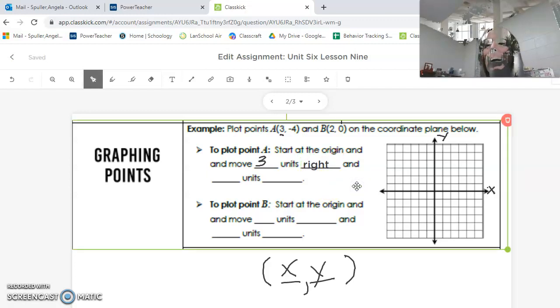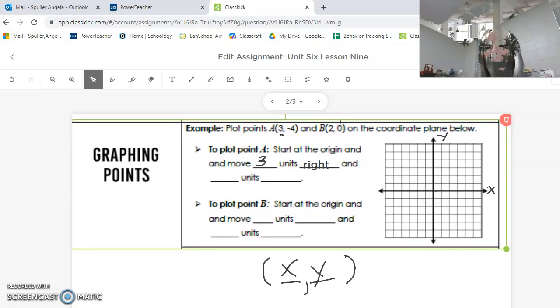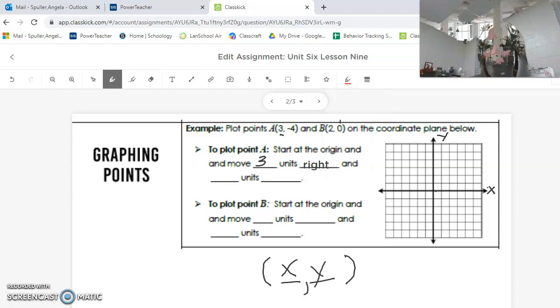And it doesn't mean 3 boxes. It means 3 lines. So I'm going to go over, oops, let me get my pencil again. And I'm going to get a different color so you can really see it. So I'm going to move over 1 line, 2 lines, 3 lines. So right here. Then I'm going to go 4 lines, and I'm going to go down on this one. Why am I going down? Because it's negative. So I'm going to go down 4 lines. 1, 2, 3, 4. And that's where my point, or my dot, goes.